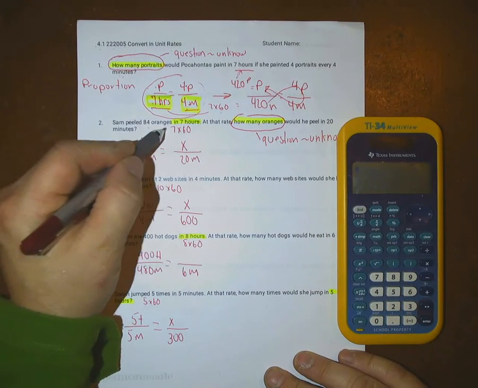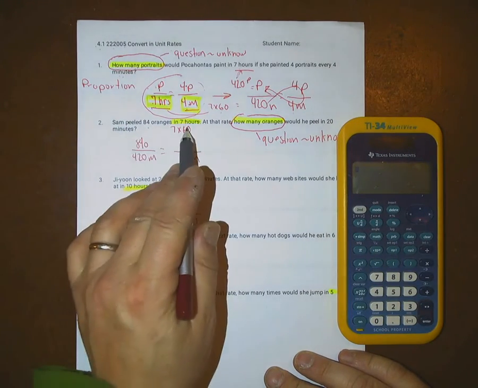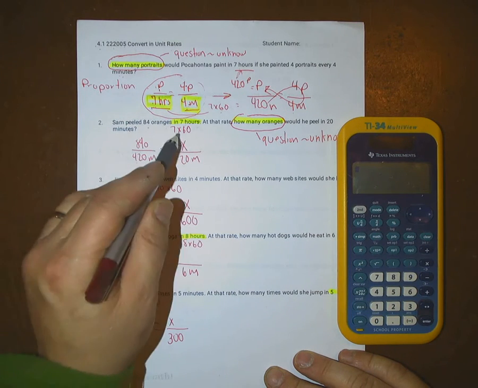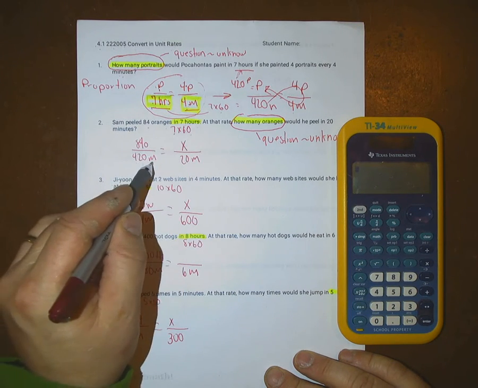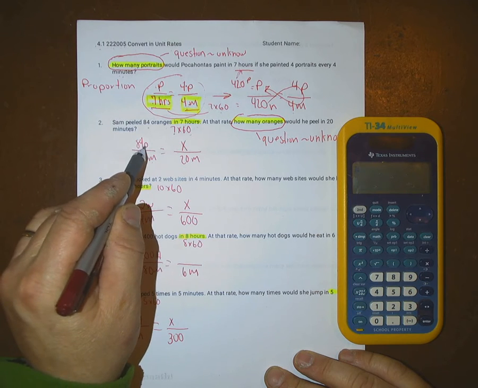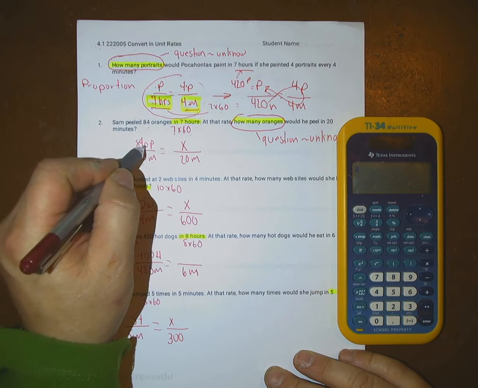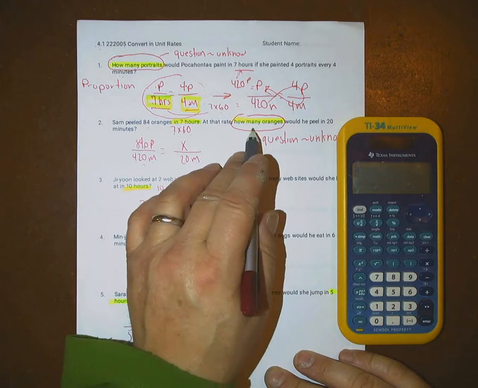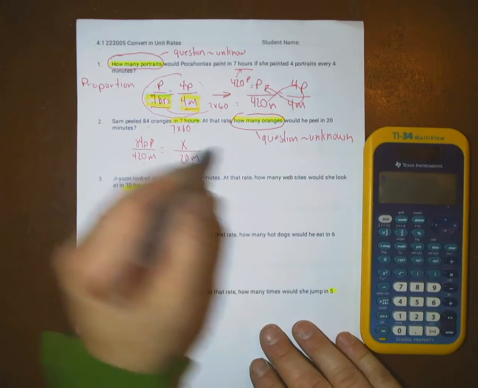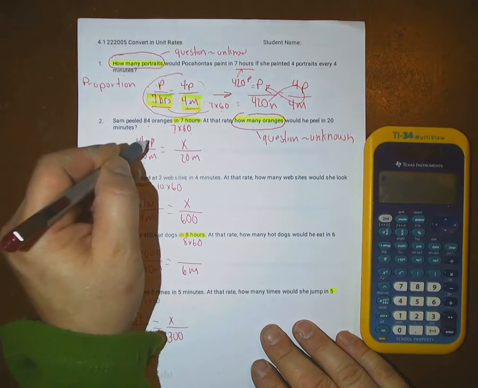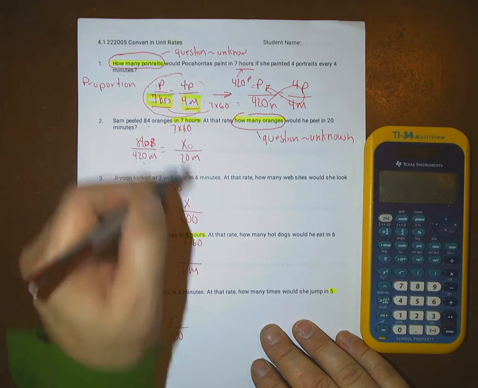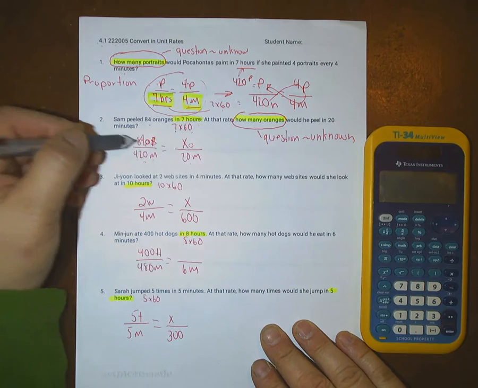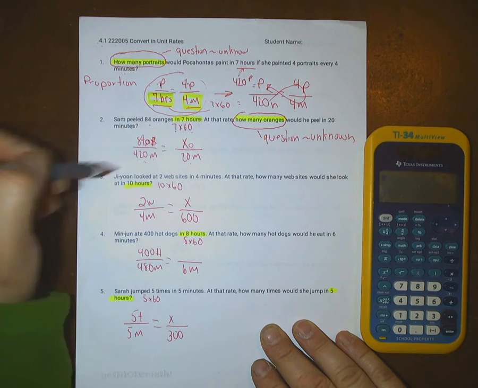Okay, so let's take a look at the next one. Sam peeled 84 oranges in 7 hours. Again, notice 7 hours. Can't have hours here, so I converted it to minutes. 7 times 60 is 420 minutes. 84 oranges in 420 minutes. At that rate, how many oranges? Do you see the question here? We know oranges. We don't know oranges in 20 minutes. So oranges to minutes, oranges to minutes.